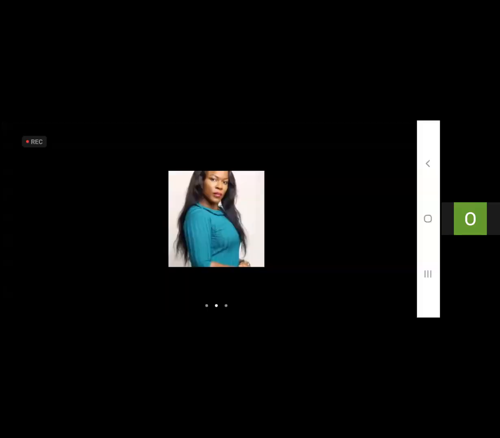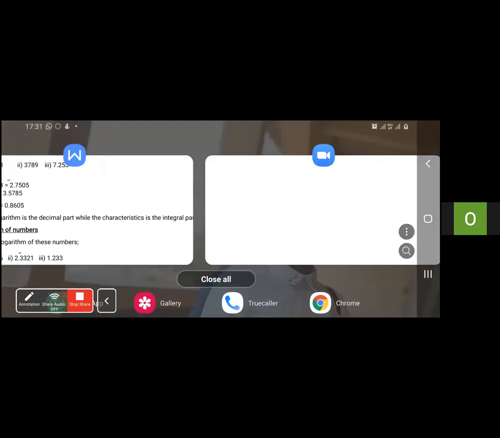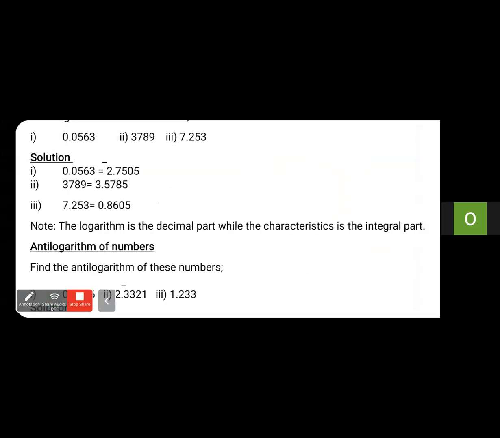Can you see my screen? Okay, it's 8605. Good. Difference 3. My difference 3 is 2. If we add it to 8605, thank you. So that's how we came up with 0.8605.